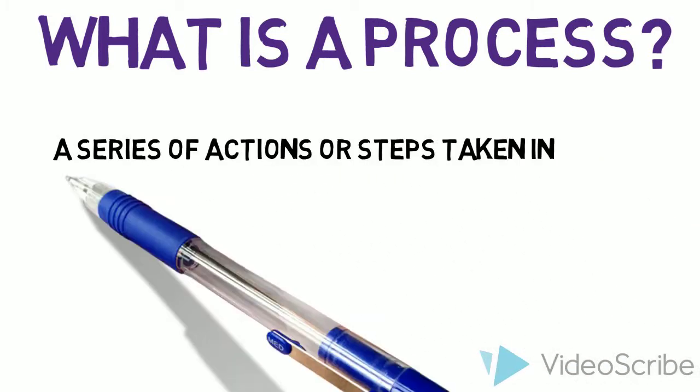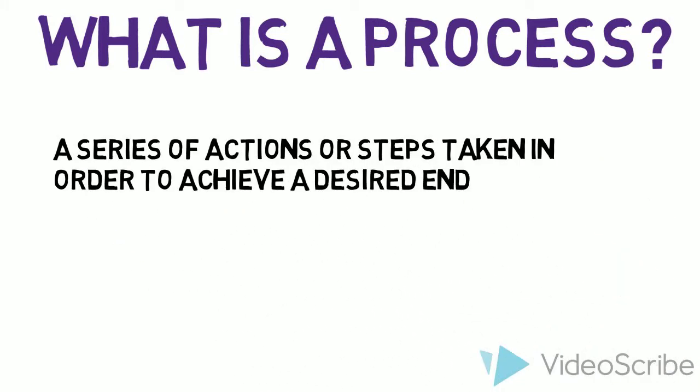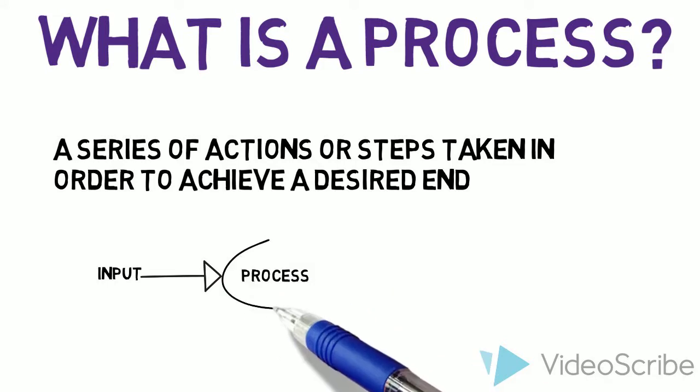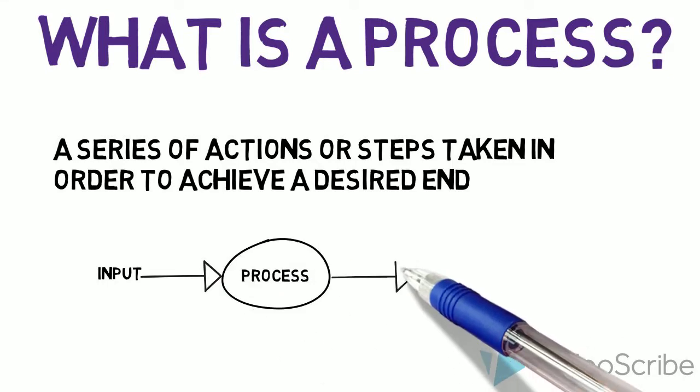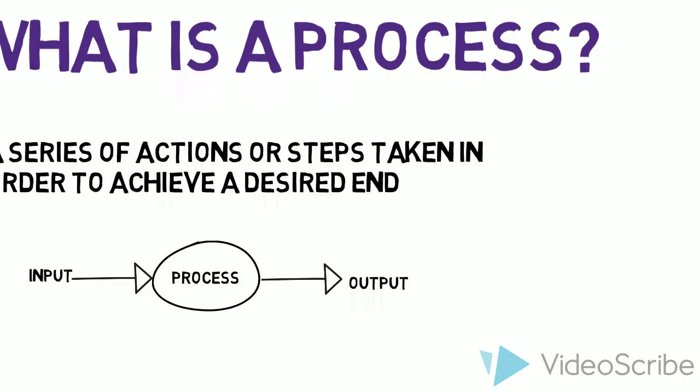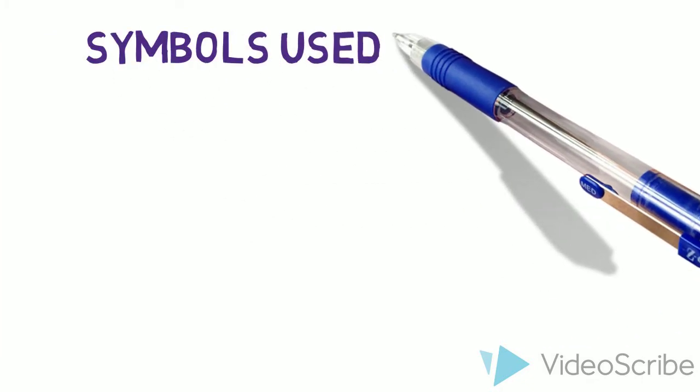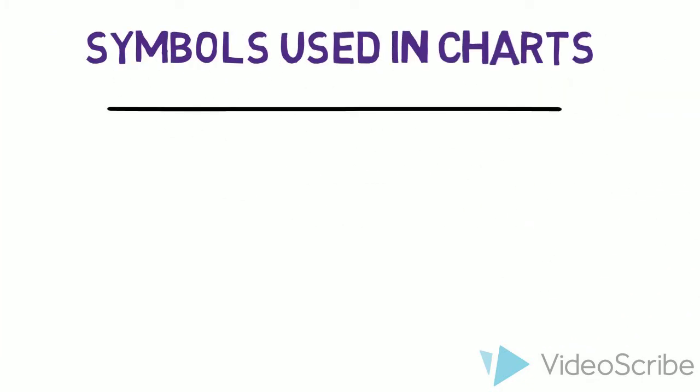A process is a series of activities or steps taken in order to achieve a desired end. So basically, if you want to put in an input, a process is what you do to that input to get a desired output.